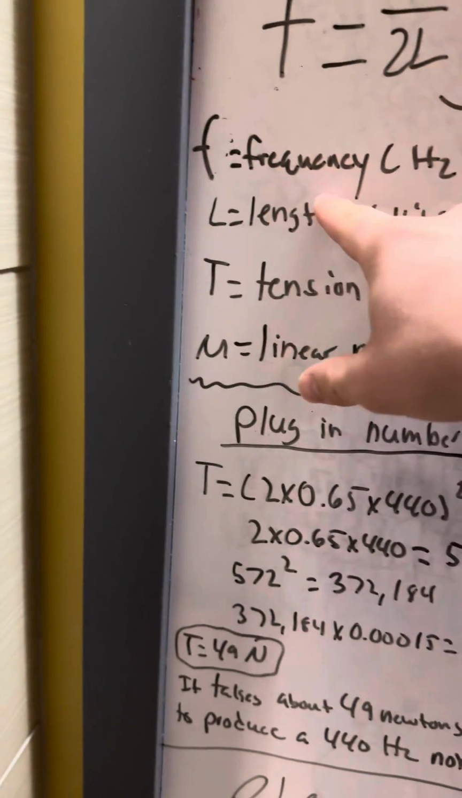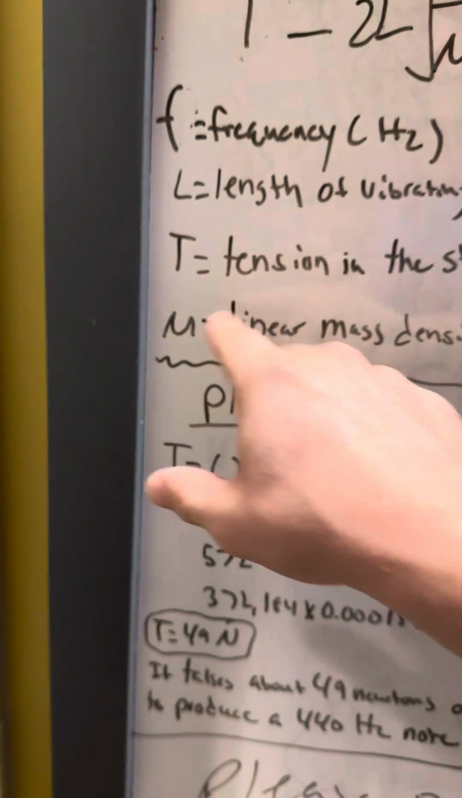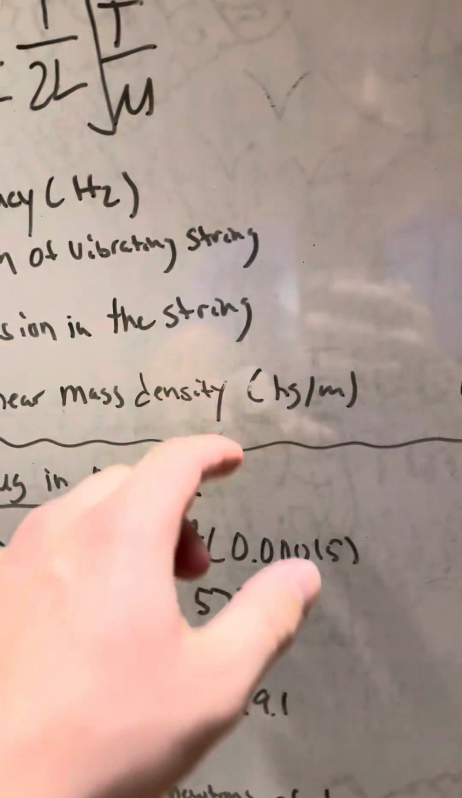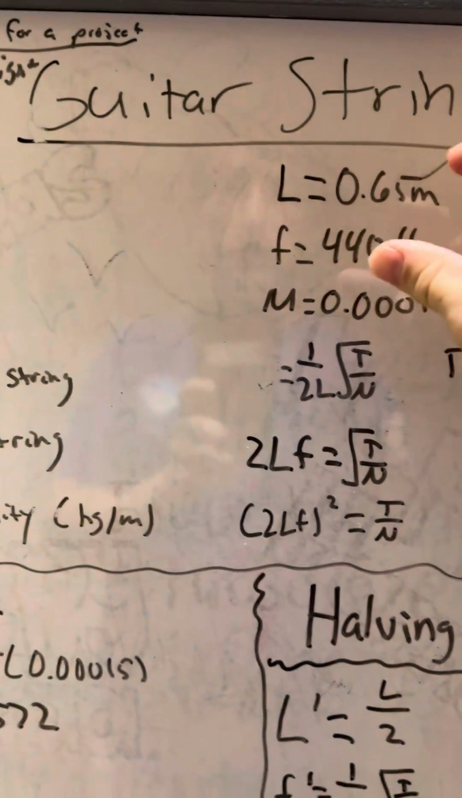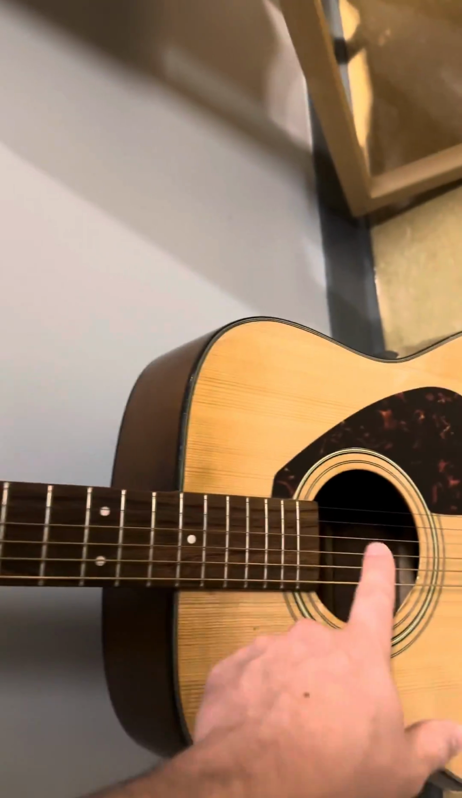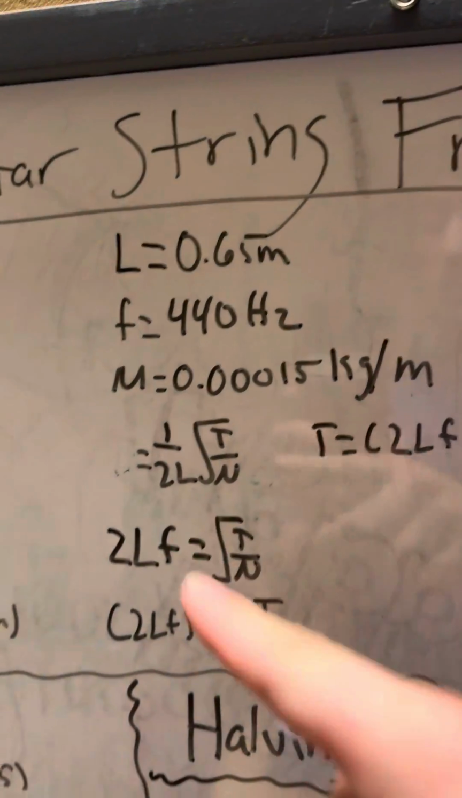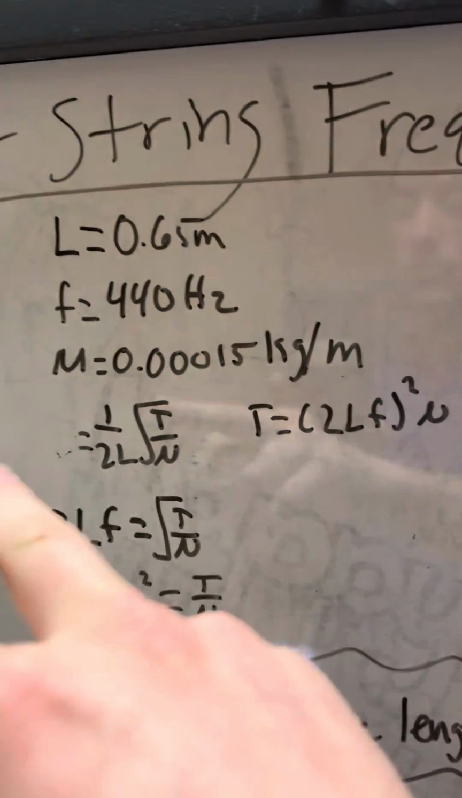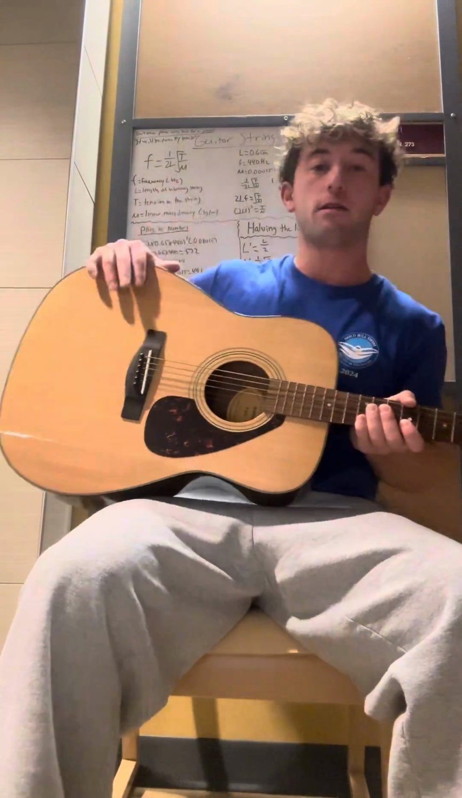F is the frequency in hertz. L is the length of the vibrating string. T is the tension in the string. And μ is the linear mass density in kilograms per meter. My numbers are: the length is 0.65 meters, which is the length of the guitar from here to here. The frequency is 440 hertz because I'm playing the A note, and μ is 0.00015 kilograms per meter.